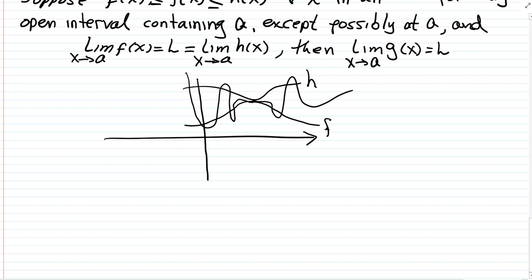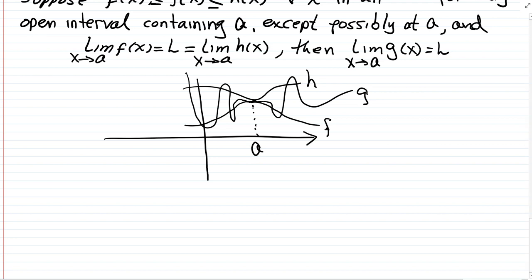Okay. Could do something like that. Some weird function. So the point being that g could behave however it wants to. What's important is what's happening at a. So at a, actually, g is being squeezed by the other two functions. Only right in here, at a, in the neighborhood of a. So that's what the sandwich theorem says.